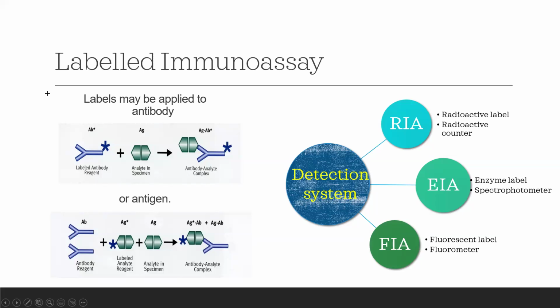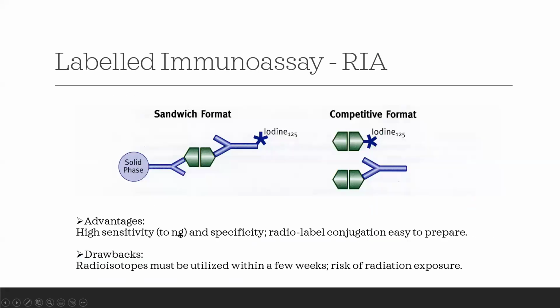Labels can be applied to either the antibody or the antigen, as we've discussed in the previous slide. If it is a competitive assay, like here, the label is added to the antigen. If it's a non-competitive assay, like here, the label is added to the antibody.